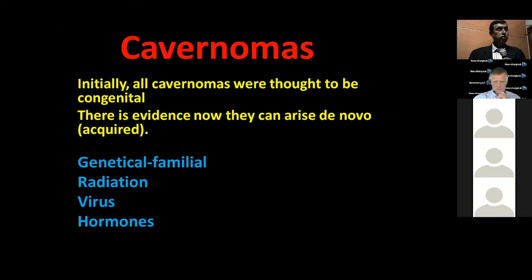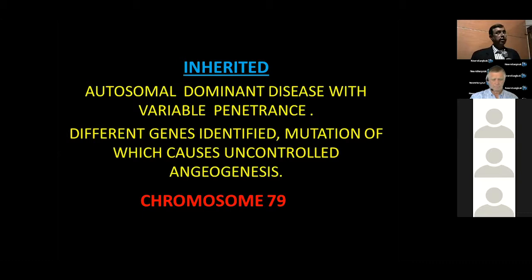There is a genetic familial connection. They can come after radiation, they can come after viral infection, and they can be more common in females due to hormones. They can be inherited, the mode of inheritance is autosomal dominant, and different genes have been identified. Here is the work of Sam Awad, my dear friend in the States, who has spent his life working on this. He's one of the big shots in the United States.